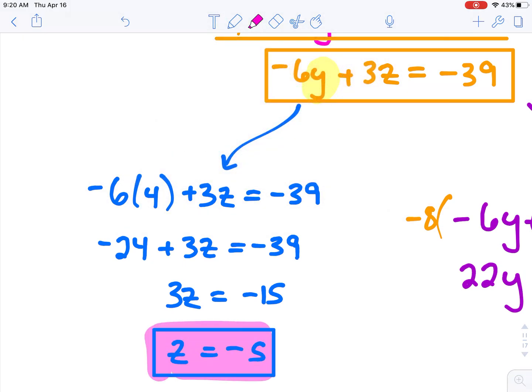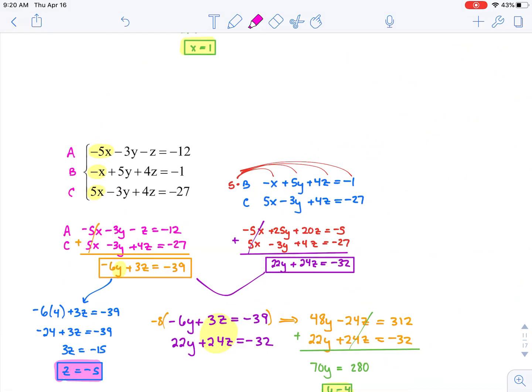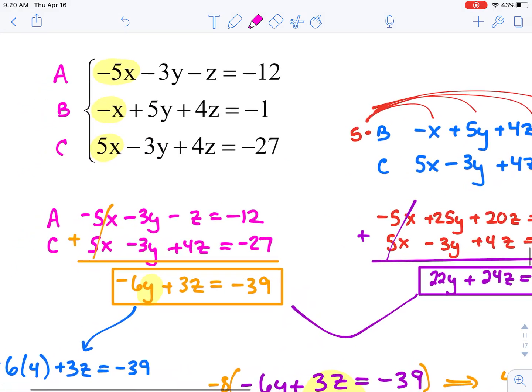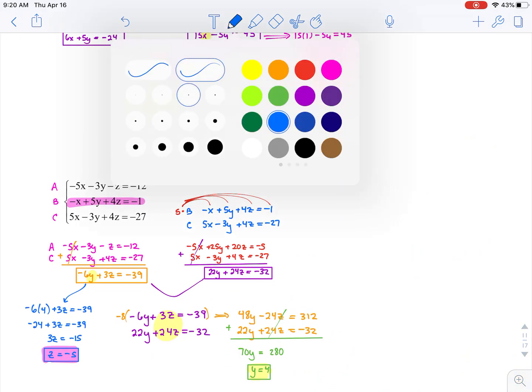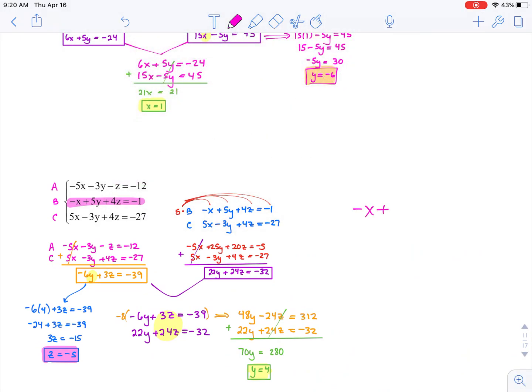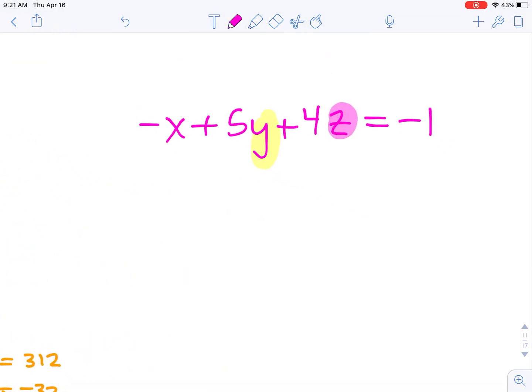So now I have two of my three variables found, and we go back to the beginning, back to the original. And you have to decide which one do you want to use. It doesn't really matter. I think I'm going to use this middle one. And to give myself some room, I'm going to go ahead and rewrite it off to the side, and then I will zoom in for us. So I'm going to replace the z with -5, and I'm going to replace my y with 4. So I have -x, my y is 4, and my z is -5 equals -1.